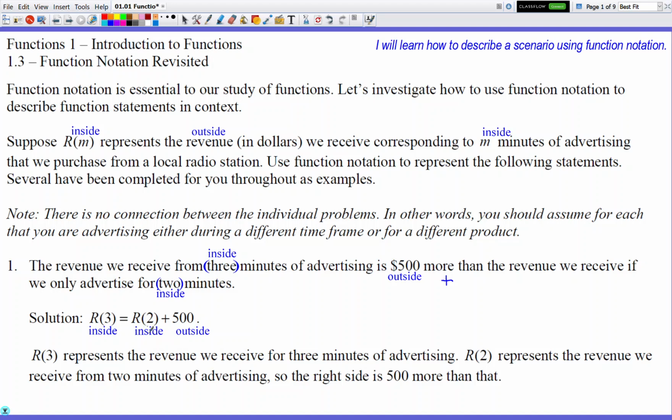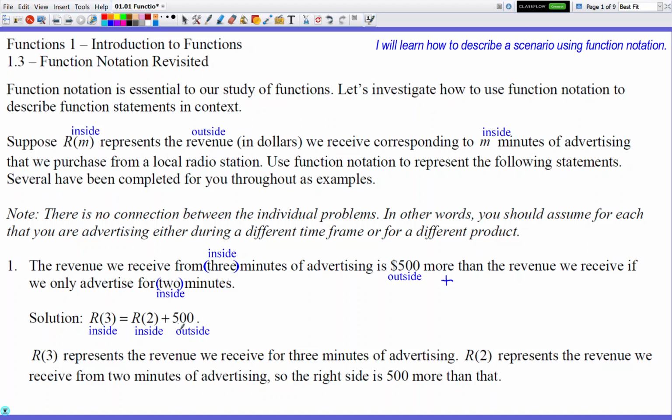So money and revenue are kind of used interchangeably, because revenue is basically how much money you make. So it's the money I make when I advertise for 3 minutes, and the money I make when I advertise for 2 minutes. Okay, and the plus 500, why is that not inside the parentheses?